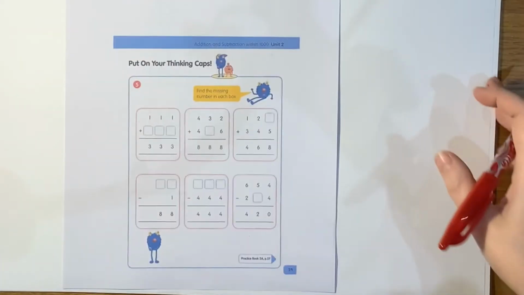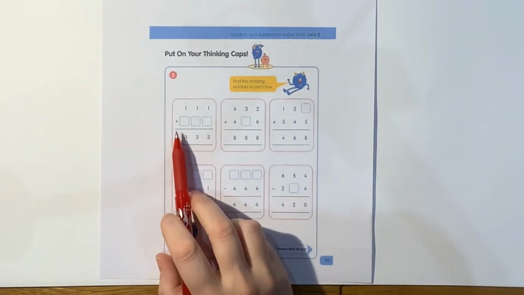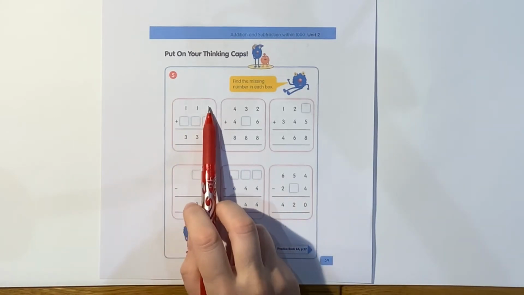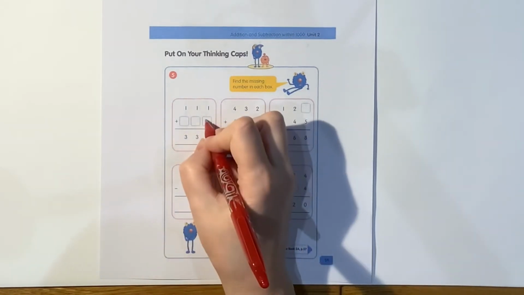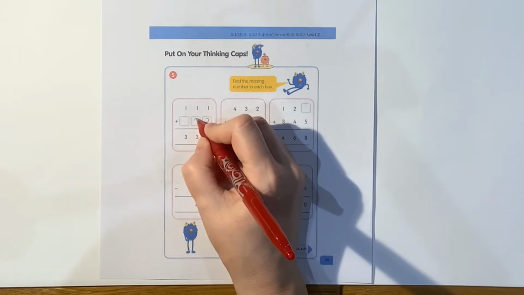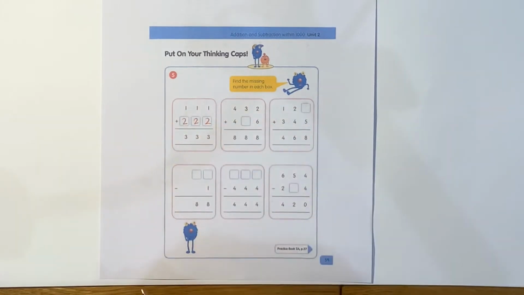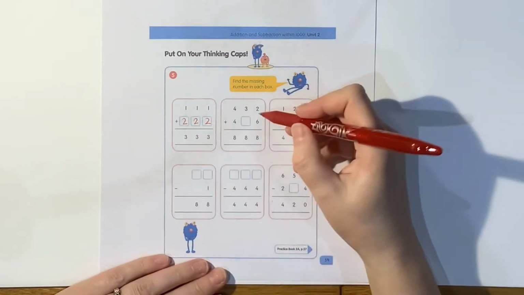Okay, here are the answers for today's problems then. So let's have a look. This first one was an addition. So 1's first. 1 add what is 3? That's 2. 10 add how many tens is 3 tens? That's 2 again. And 100 add how many hundreds is 300? It's 200s.